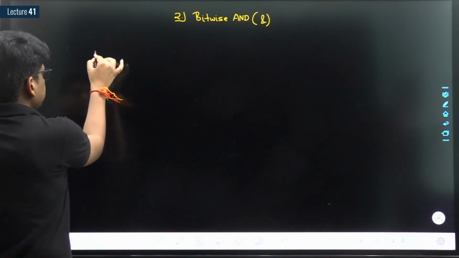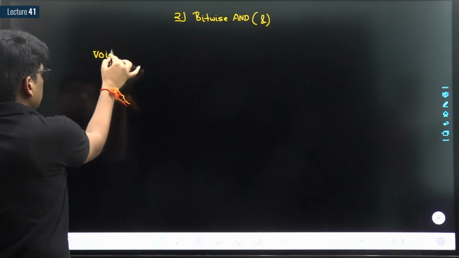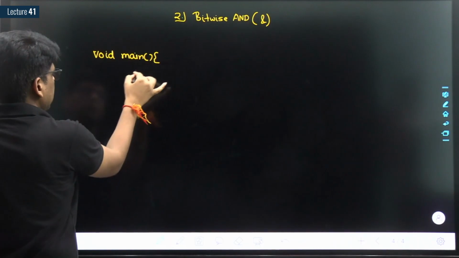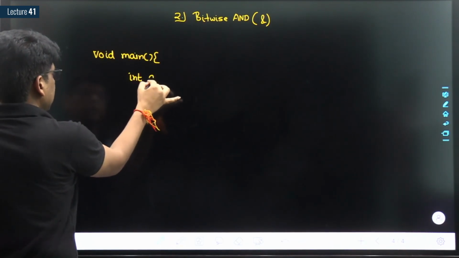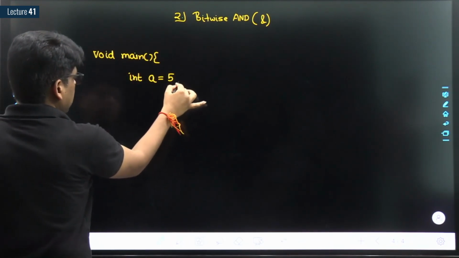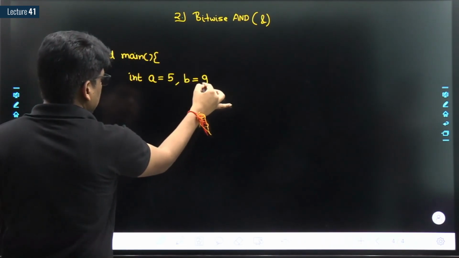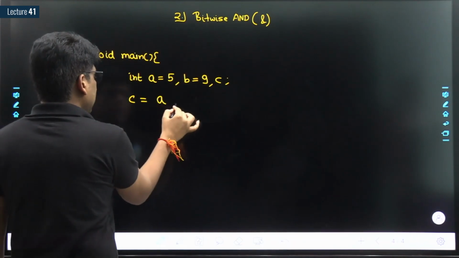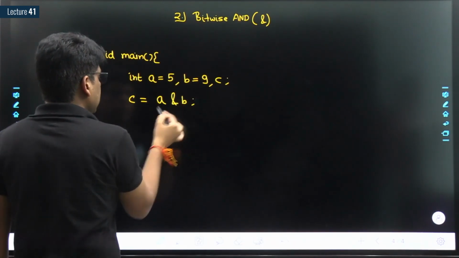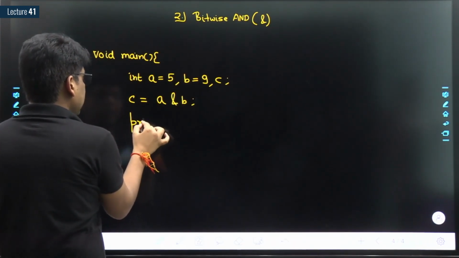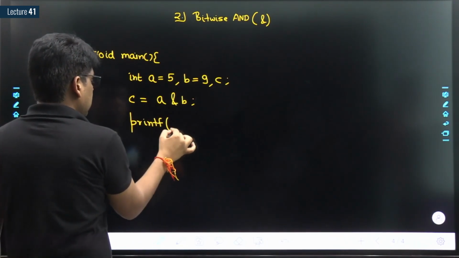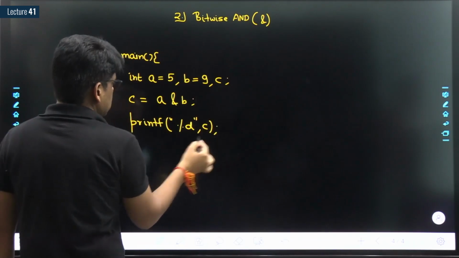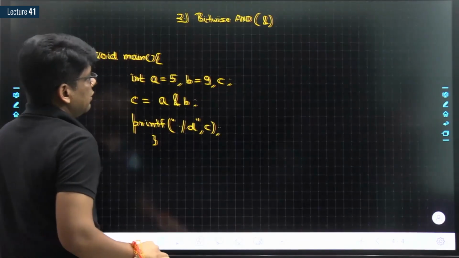Sir, void main, int a is equal to 5, b is equal to 9, c. And I am saying c is equal to a & b. printf percentage d, comma c.